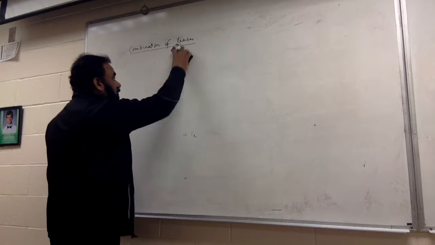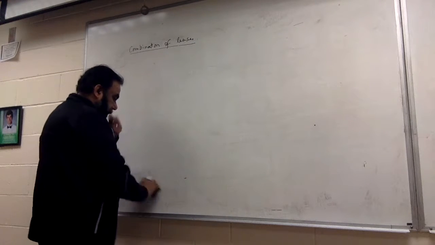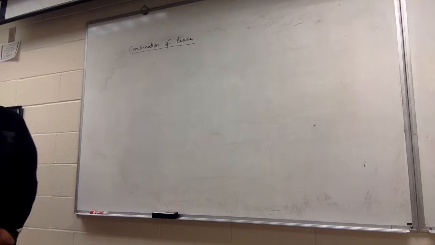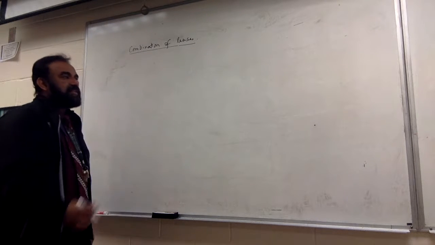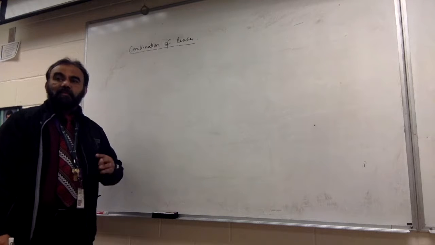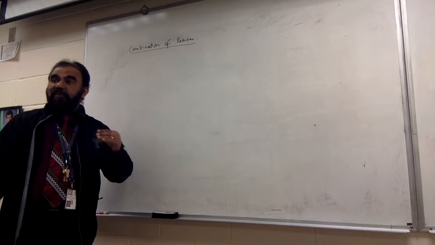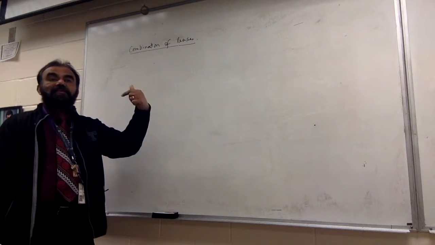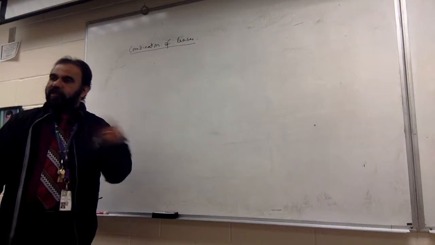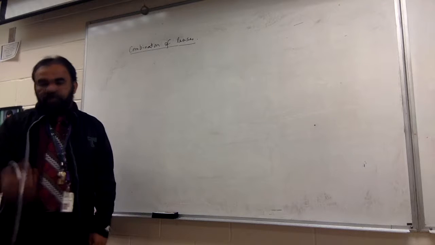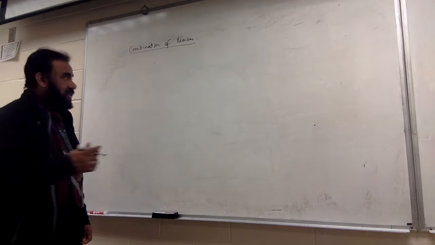Now, if the lenses are separated, then things are different. If the lenses are separated, then you have to take one lens, work out the entire thing, find out where the image is formed, then take that image as the object for the next lens, and then work it out once again. So let me solve this through an example.